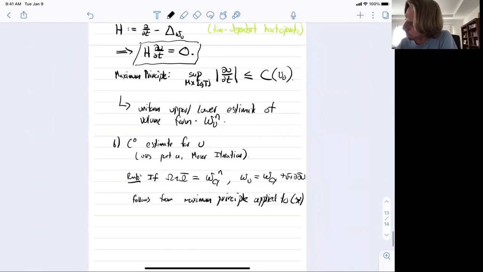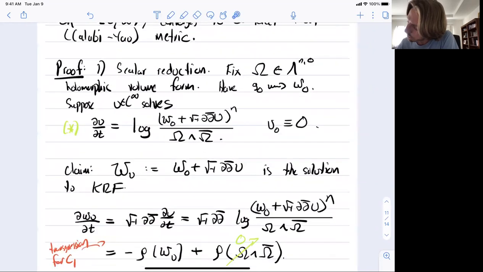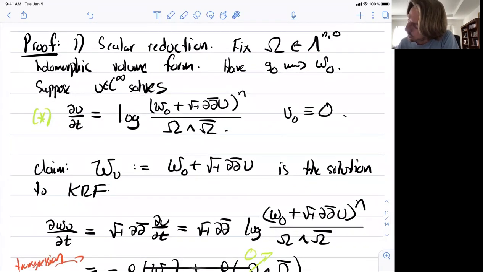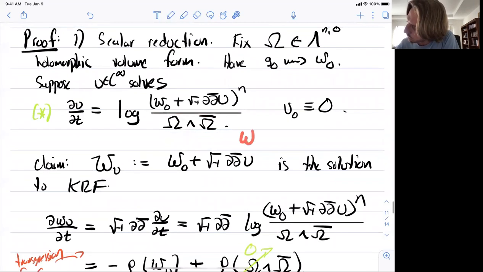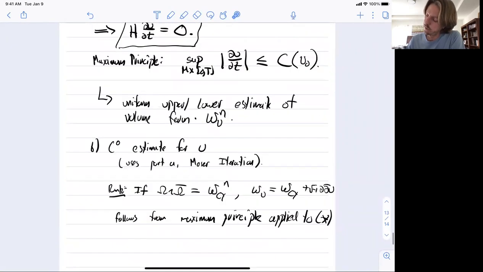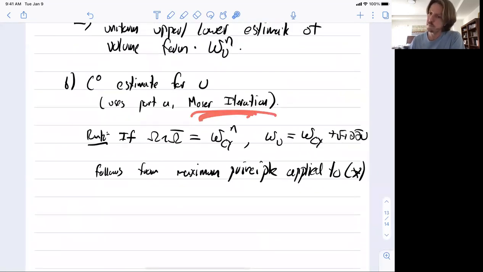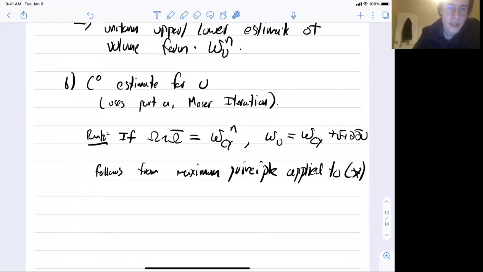So let me just go back up. What I'm saying is essentially, if we knew omega naught was already Calabi-Yau, and I could express this down here with the Calabi-Yau metric to the n or something like that in the denominator, then it's just an instant maximum principle argument to get that u is bounded. It's a little bit technical, this part, but Yau's original paper does a nice job explaining the Moser iteration. Okay. What do you mean by C0 estimate?